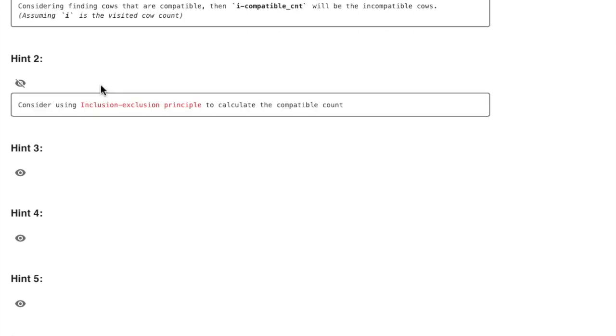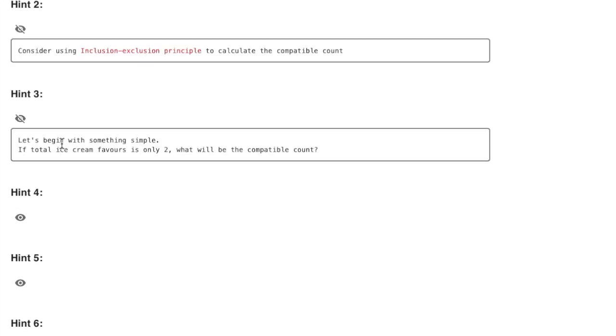So we can consider using the inclusion-exclusion principle to calculate the compatible cows. Let's begin with something simple. We don't think about ice cream flavor count equal to 5. The ice cream flavor count is only limited to 2. In that case, how will you find the compatible count for a particular cow I that we have just visited?